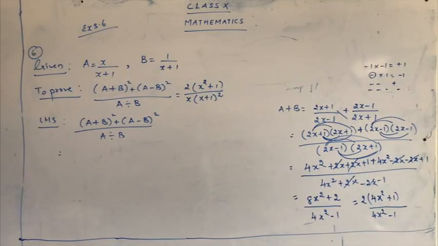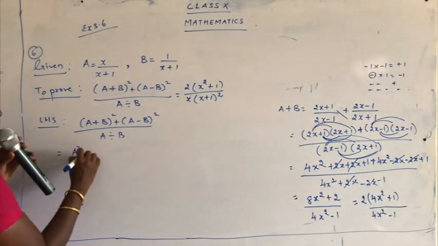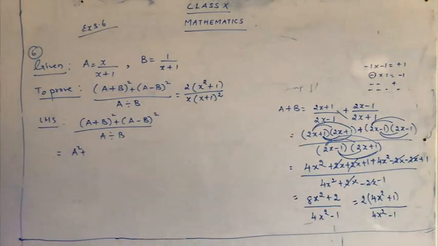Very good. What is the identity for (a - b) the whole square? A square minus 2ab plus b square. Yes. And one more. What is (a + b) into (a - b)? A square minus b square. Let's put the expansion over here. A square, use capital letters, because here they have used the variable capital A and capital B. So you have to use capital A and capital B.